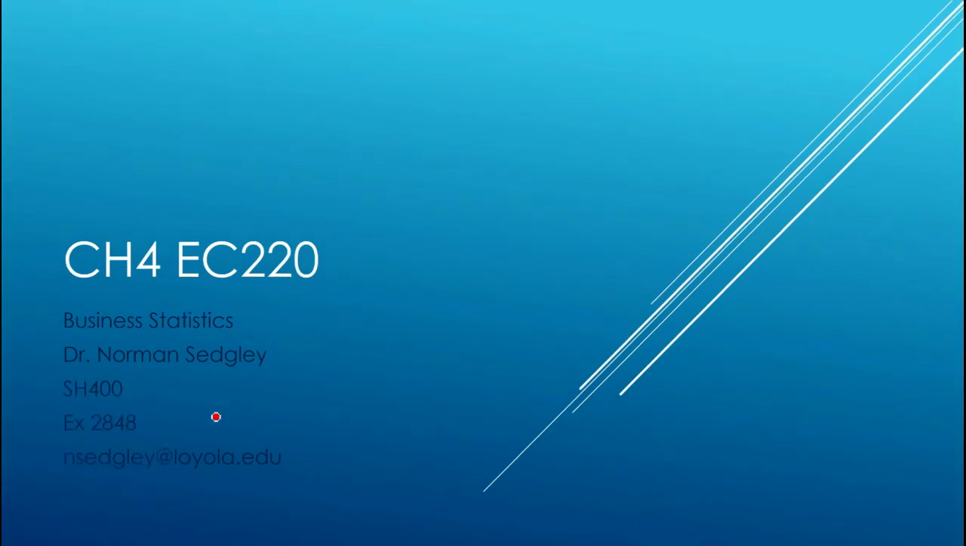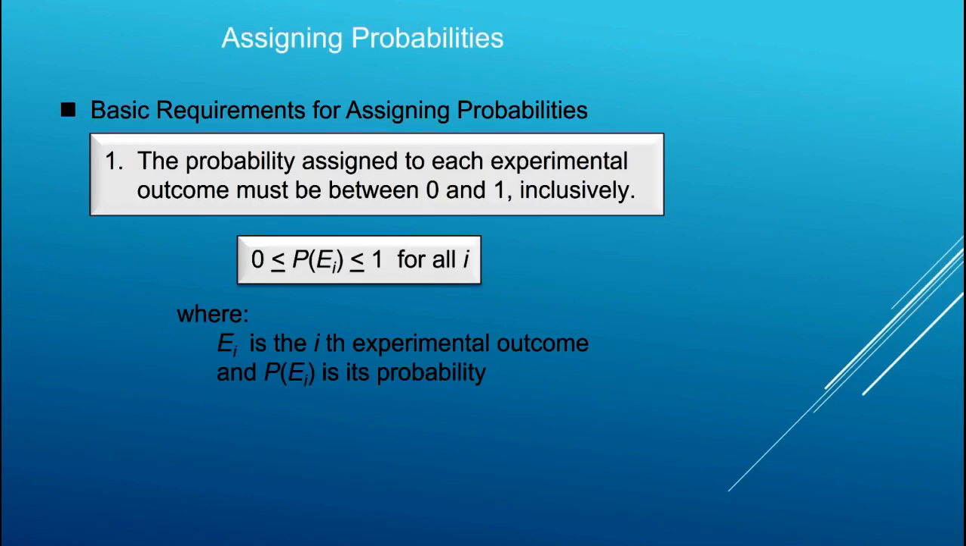This is video 2 covering chapter 4, looking at experiments, the outcomes of experiments, and attaching probabilities to the outcomes of experiments. When we assign probabilities to the outcomes of an experiment, those outcomes defining the sample space, there are two basic rules which must be followed.